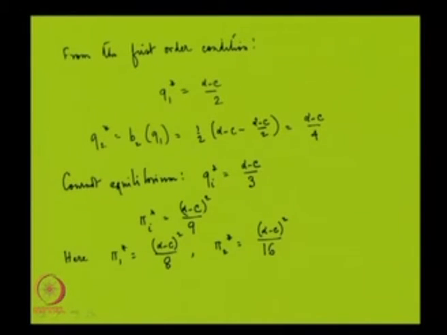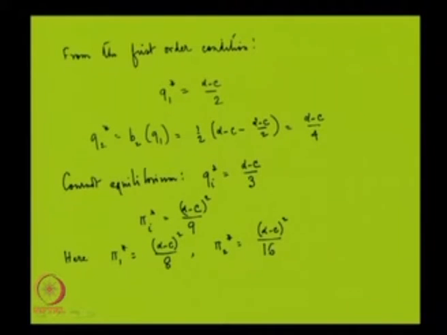which means that compared to the Cournot model, where there was a symmetry, both the firms were taking the action simultaneously, there was no first mover or second mover. Firm 1's profit has gone up from alpha minus c whole square divided by 9 to alpha minus c whole square divided by 8, whereas firm 2's profit has gone down from alpha minus c whole square divided by 9 to alpha minus c whole square divided by 16.